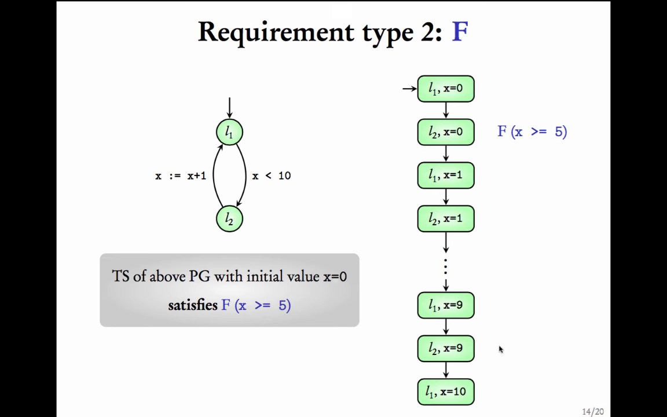Since this is the only execution, the transition system of the above program graph with the initial value x equal to 0 satisfies the requirement F x bigger than or equal to 5. Let's see the other example.